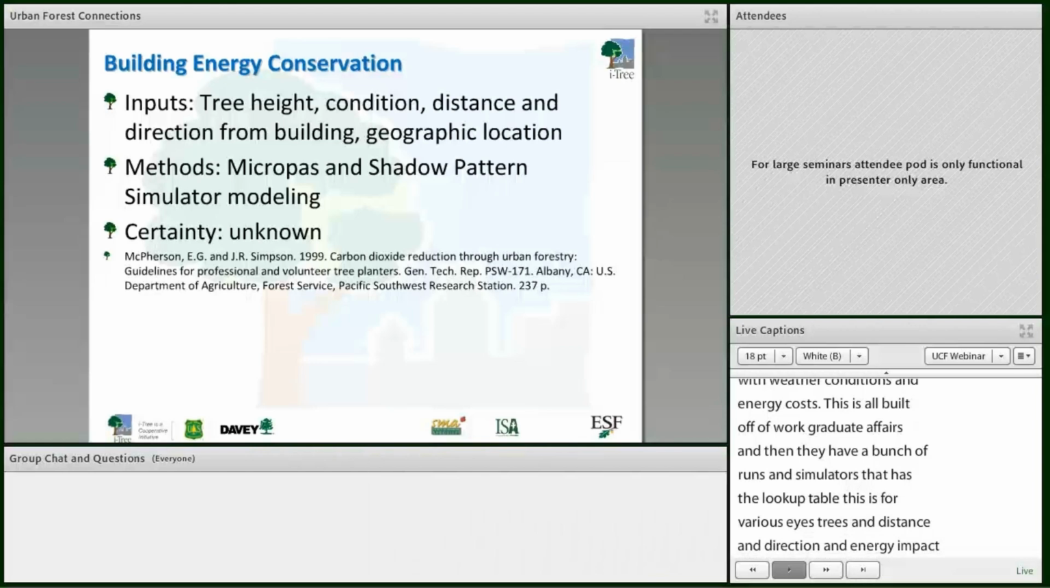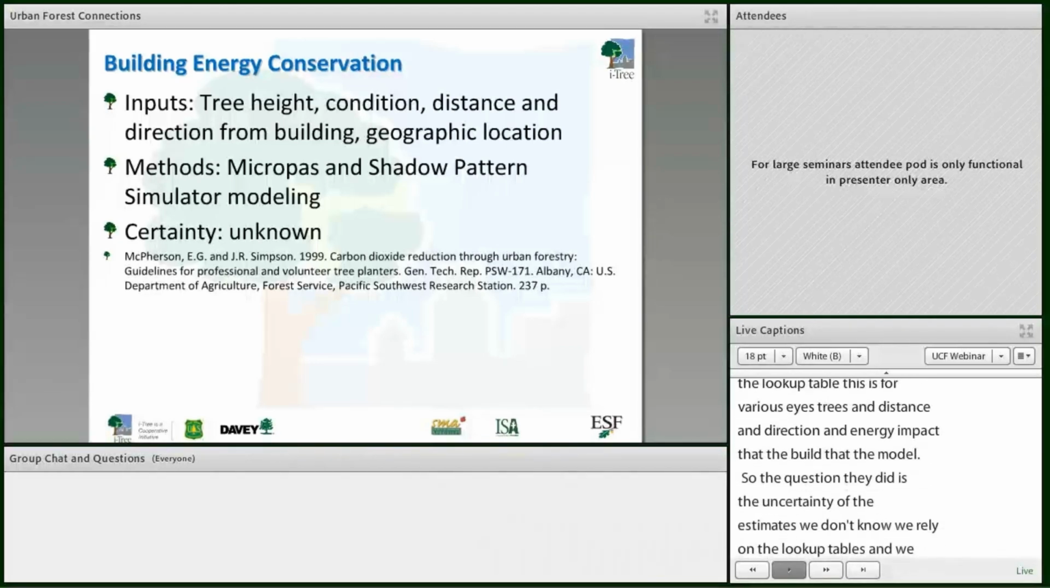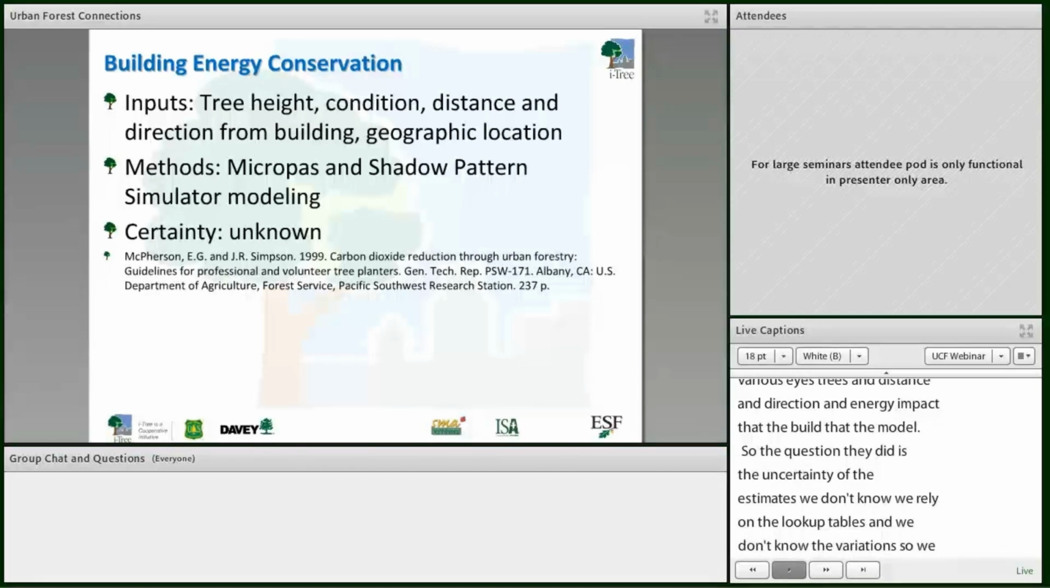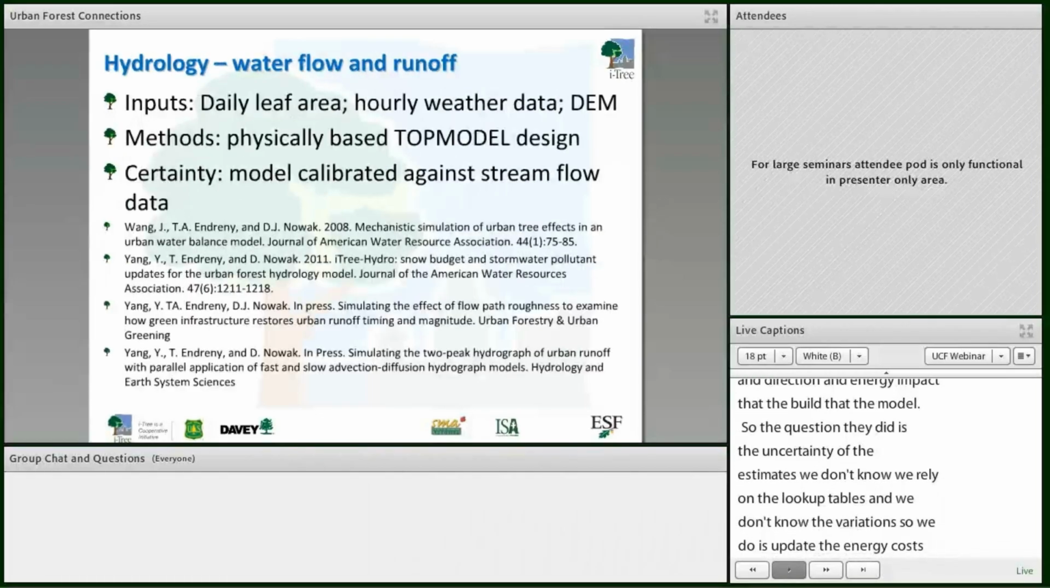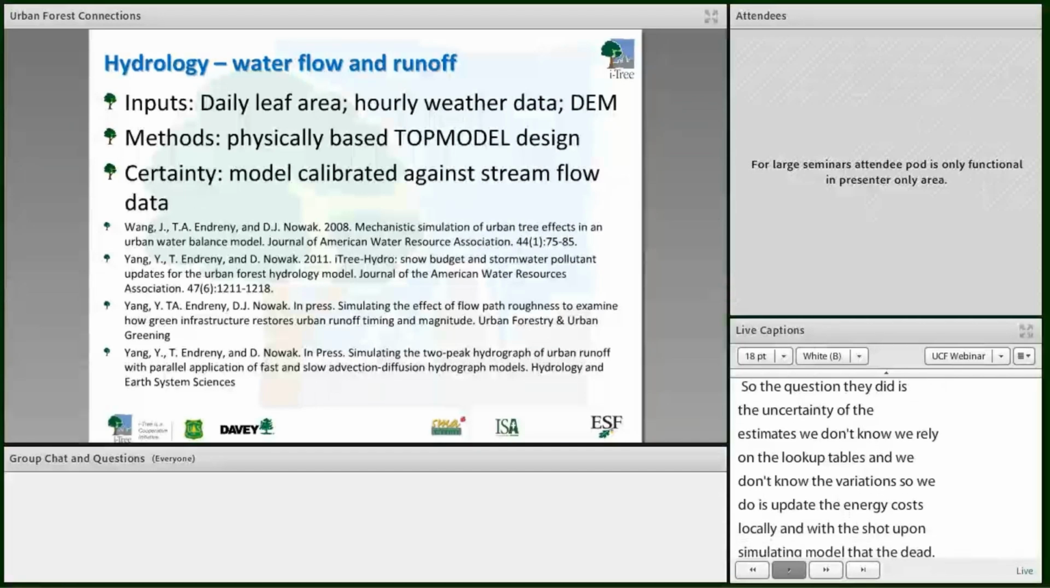The question is the certainty of the estimates. We don't know, because we're relying on the lookup tables. We don't know the variations, and what we do is update the energy costs locally, but the model simulations are all built off this MicroPas and Shadow Pattern Simulator modeling that they did. It's pretty much used for U.S. conditions.